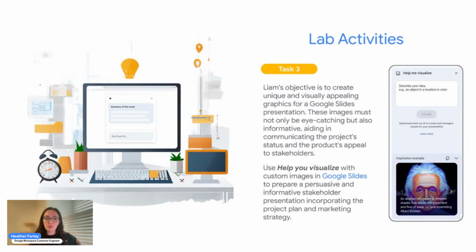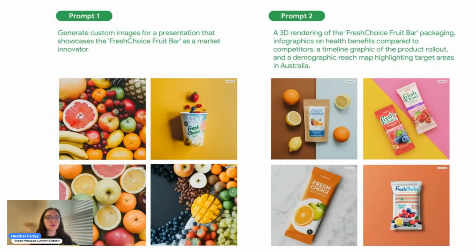If you do complete this at home, I'm very interested to see what inputs and prompts you put in to generate visuals. The objective here is, now that we've created a project plan and a project announcement, we'd want to create unique and visually appealing graphics for a Google Slides presentation that Liam needs to create. Liam has two objectives here. Not only does he need a background, so in prompt 1, I input, help me visualize a custom image generation for a background for my slide.